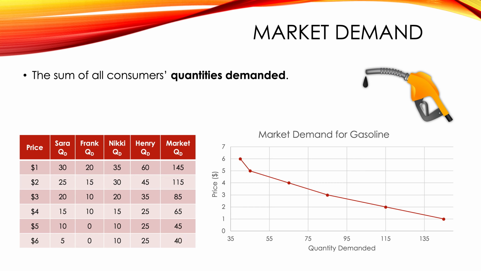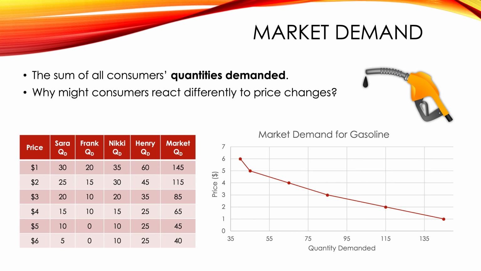So a market demand curve looks very similar to an individual consumer's demand curve. The only difference is we're making it up of many consumers instead of just one. But now to answer our question from before, why might consumers react differently to changes in price? In other words, when the price goes from $1 to $2, Sarah buys 5 fewer gallons, Frank buys 5 fewer gallons, Nikki buys 5 fewer gallons, but Henry buys 15 fewer gallons, right? That's different for each consumer.